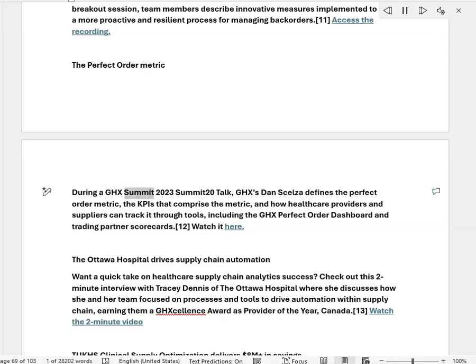11. Access the recording. The perfect order metric. During a GHX Summit 2023 talk, GHX's Dan Soltsa defines the perfect order metric, the KPIs that comprise the metric, and how healthcare providers and suppliers can track it through tools, including the GHX Perfect Order Dashboard and Trading Partner Scorecards.